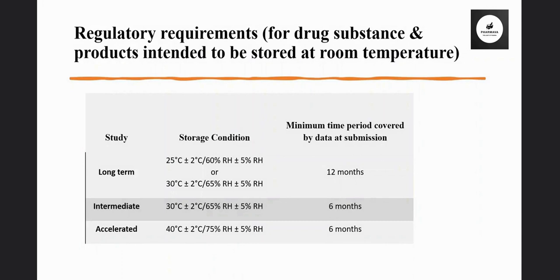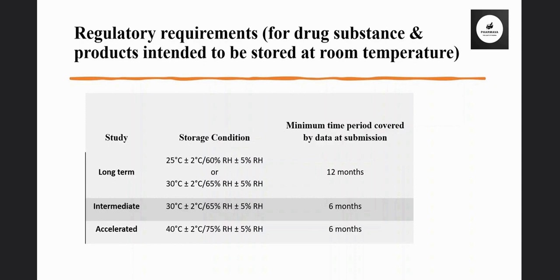Now let's look at the regulatory requirements for drug substances and products intended to be stored at room temperature. As I have mentioned in my last video, there are basically 3 kinds of stability studies: long-term, intermediate, and accelerated. In the general case where you are going to store your product at room temperature, the long-term testing condition would be 25 degrees centigrade and 60% RH plus minus 5% RH, or you can do it at 30 degrees followed by 65% RH. If you're going for intermediate, it would be 30/65, and if you're going for an accelerated study, it would be 40 degrees centigrade plus minus 2 followed by 75% relative humidity plus minus 5% relative humidity.